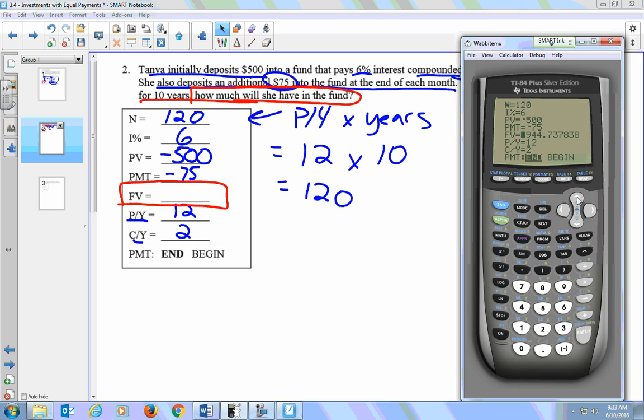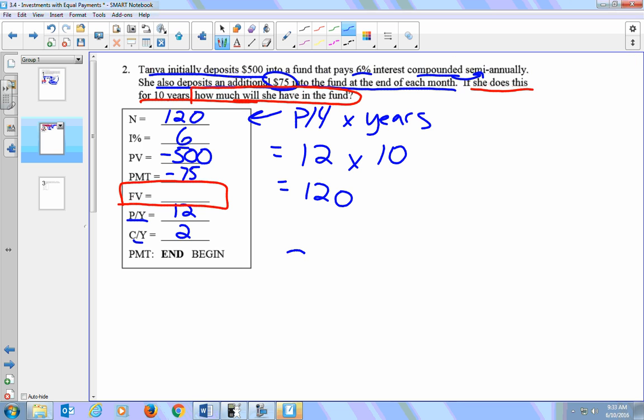And now we're going to go up to future value because that's what we're trying to solve. Alpha, enter. $13,145, and we round that to the nearest cent. So at the end of 10 years, Tanya is going to have $13,145 in the fund.